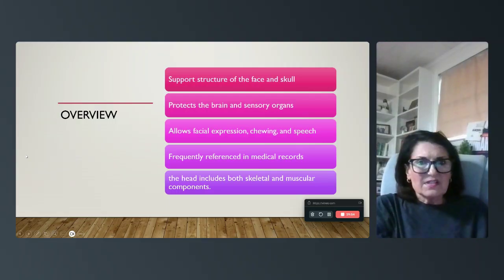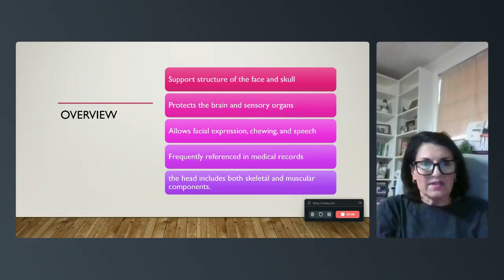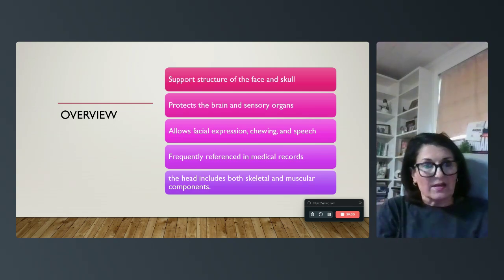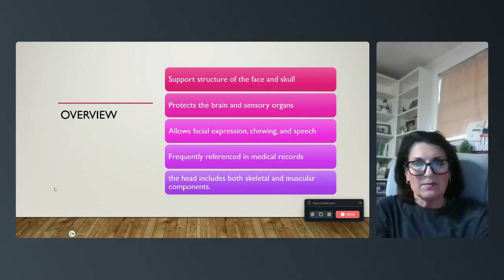So today we're just going to do an overview of the head, and we're going to talk about the muscles and the bones that are associated with it. So basically your skull, their bones support the structure of the face and the skull. It protects your brain and sensory organs. The muscles allow facial expression, chewing, and speech. It is frequently referenced in medical records. And one thing to note, of course, we just talked about it, but the head includes both skeletal and muscular components.